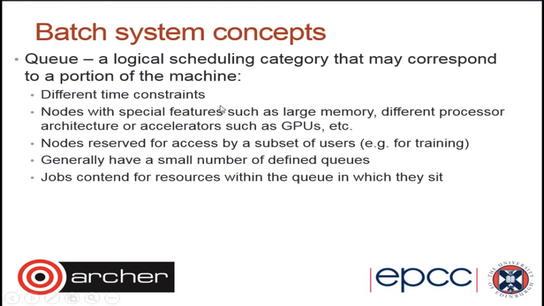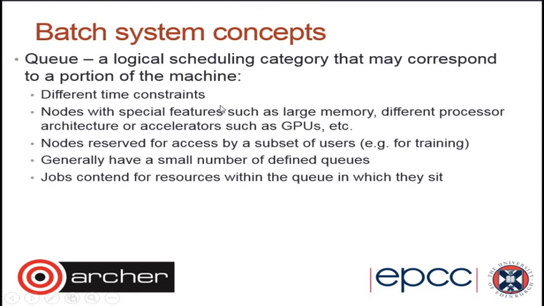A queue is a very universal concept. It's just a scheduling category, which could correspond, for example, to a portion of the machine. Queues can be set up to have different time constraints. For example, you might have one queue where only jobs that run for a very short amount of time can be submitted, or a special queue for jobs that can run for a long period of time. This can be configured by the providers of the machine, the system administrators.